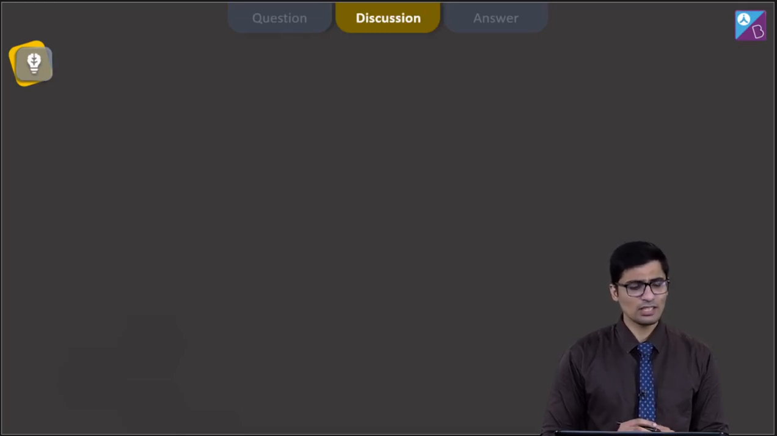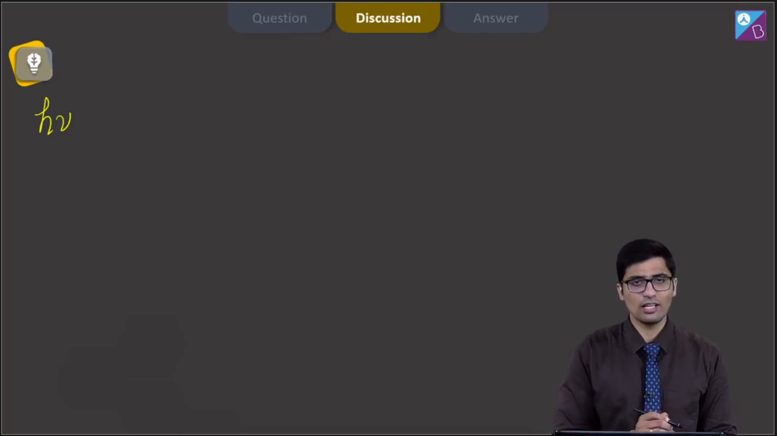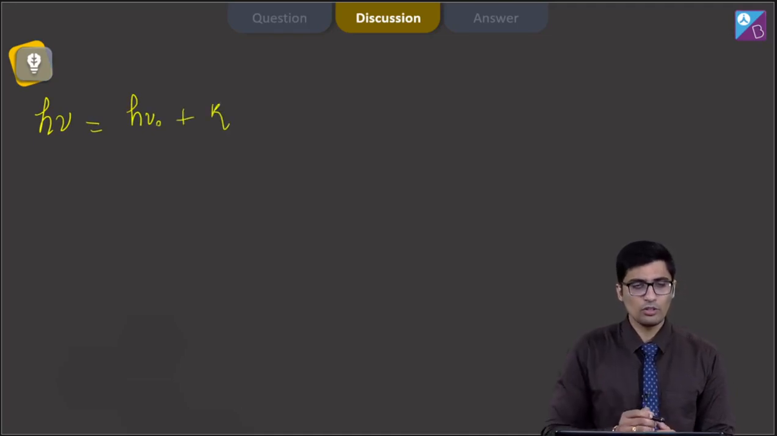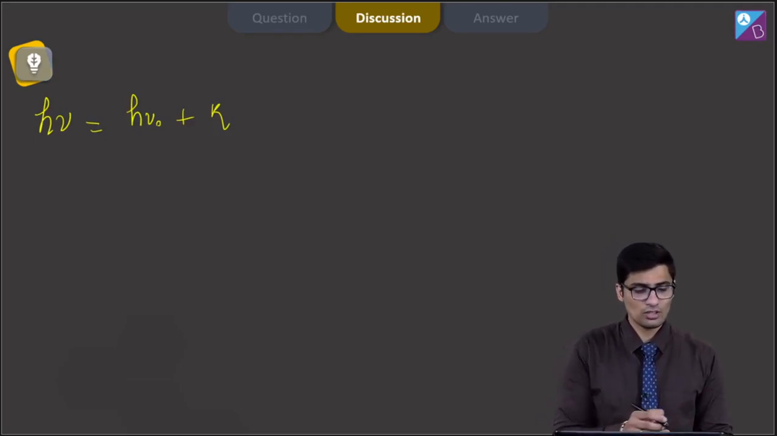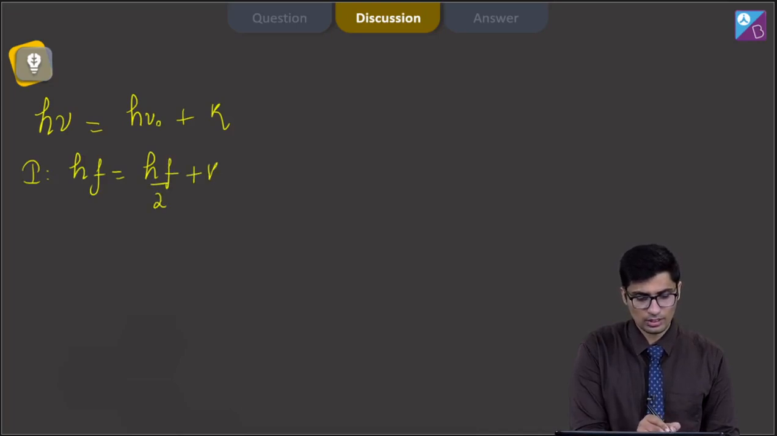Dear students, as per the Einstein's photoelectric equation, h nu, that is the incident energy, when used the incident frequency, will be equal to h nu naught plus k. When nu naught is the threshold frequency, h nu naught is called as the work function. K here is the kinetic energy of the fastest photoelectron. Now, in the case 1, we can write down that h f is equal to h f by 2 plus k, which gives us the value of k to be equal to h f by 2.